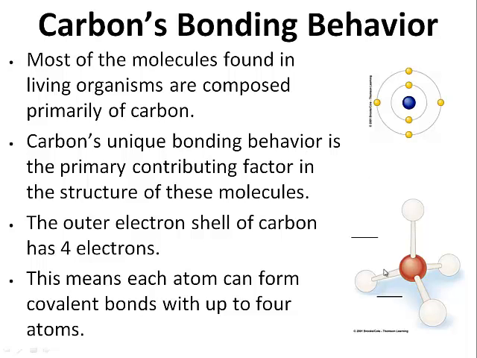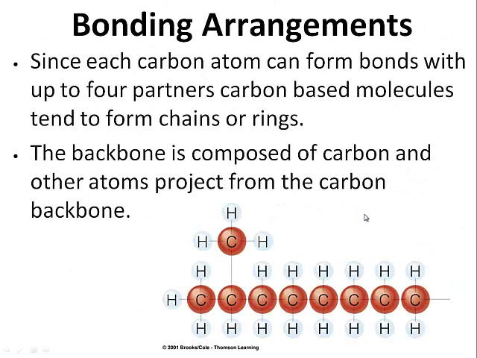And so we end up with a structure that looks like this, what we have on the bottom of our slide here. The central atom is a carbon atom, and it's forming bonds with 1, 2, 3, 4 partners. The rod shape that we see here represents the covalent bond, the pair of electrons that's shared between carbon and another atom.